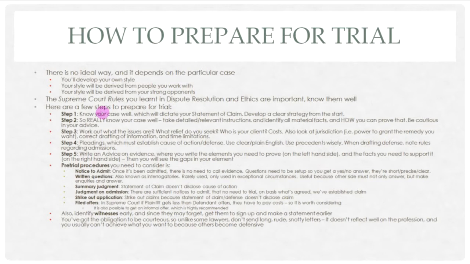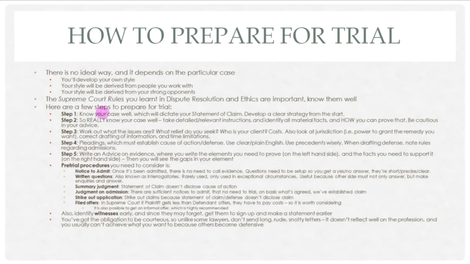Step 3, work out what the issues are. So what relief do you seek? Who is your client? The cost. Also look at jurisdiction, so the power to grant the remedy you want, and also correct drafting of information and time limits. Step 4, pleadings, which must establish a cause of action or defense. Use plain English, use precedents wisely, and when drafting a defense, note rules regarding admissions.